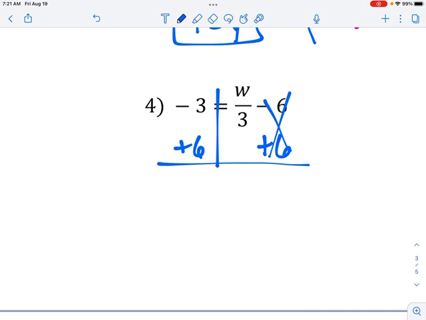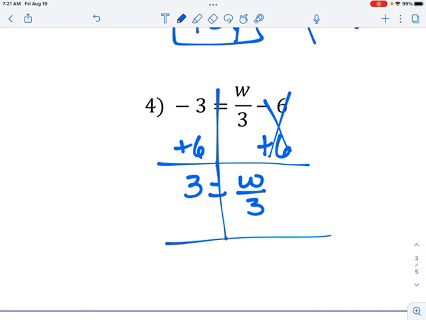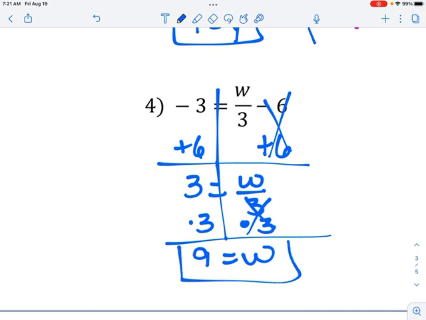Well, if you think money, I have $6, but I want to borrow 3 or I want to buy something for $3, so that leaves me with $3. Now we take and we have, okay, w divided by 3, so to undo that, I'm going to multiply by 3. So now I'm going to get w equals 3 times 3 is 9. All right, let's check that.